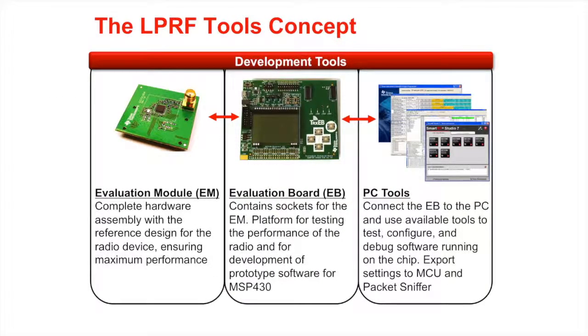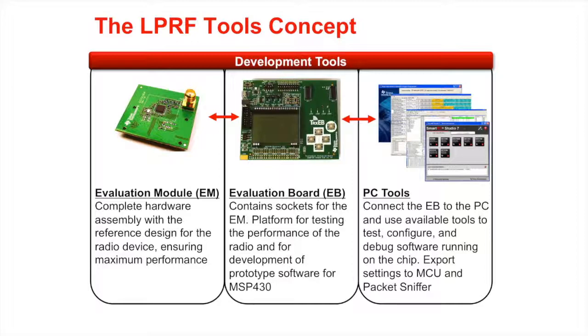This slide shows the basic concept of our tools. The radio product itself is normally provided in the kits as evaluation modules: small boards with the complete reference design for the radio, including all the components required for a fully functional RF design. These boards are the same as we used during the characterization of the chip, so they ensure data sheet performance of the kit.